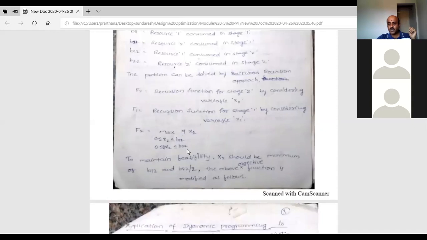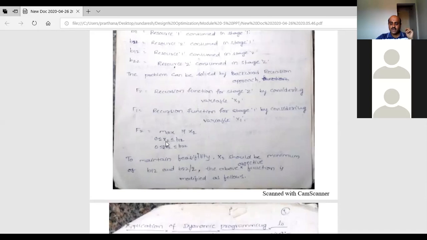So therefore, 2 we are going to take it into the denominator. It will become b22 by 2. So therefore, the above objective function is modified as follows. If you understand one problem, the rest of the problems will be very easy. So please follow the procedure, understand the procedure clearly. Okay, then you can move easily.